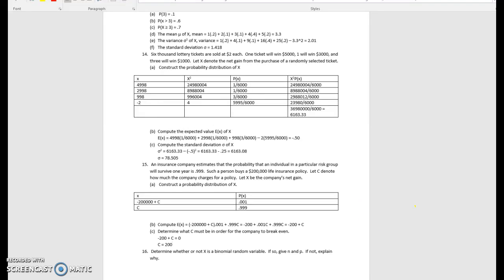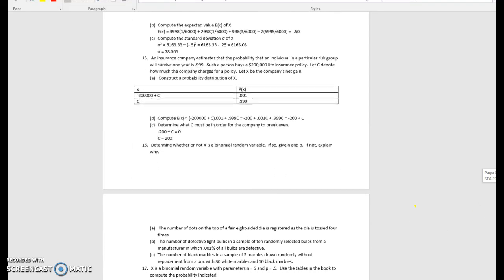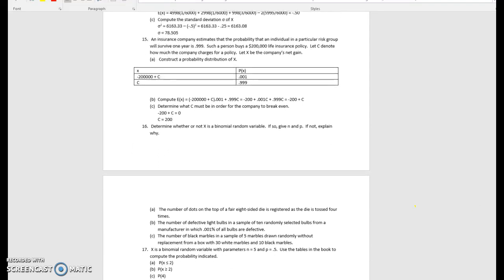All right, so let's go to 16. Determine whether or not x is a binomial random variable. If so, give n and p. If not, explain why. Now, one of the important things we want to remember with a binomial random variable is that every time a trial is performed, its probability is the same.